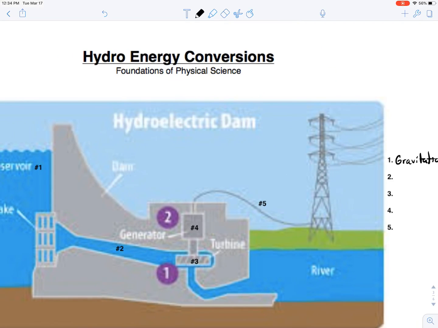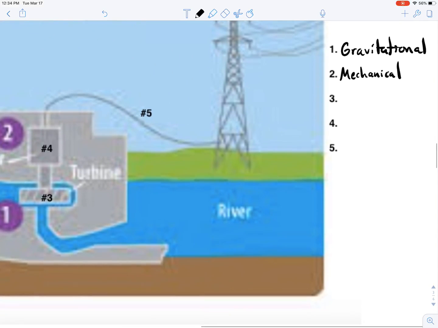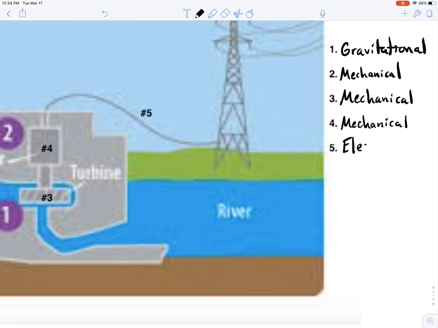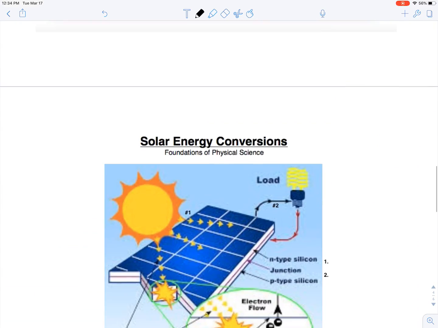When we allow that water to flow down through the dam, we convert that gravitational energy into everybody's friend, mechanical energy. And oh boy, looking familiar again, that mechanical energy is transferred to number 3, our turbine. Here we go, mechanical energy in the turbine, hooked up to a generator, which spins around with mechanical energy, and finally converts that mechanical energy to number 5, electrical energy, the end goal of all of these energy production methods.